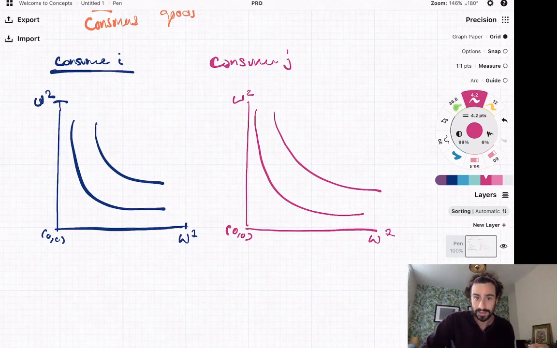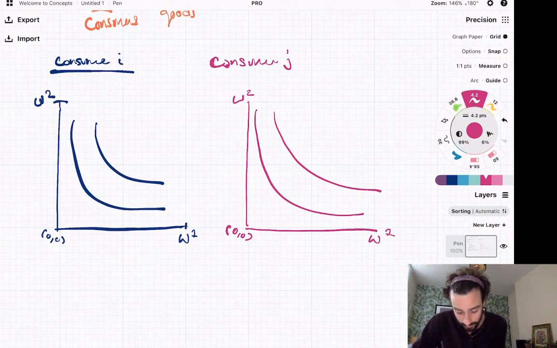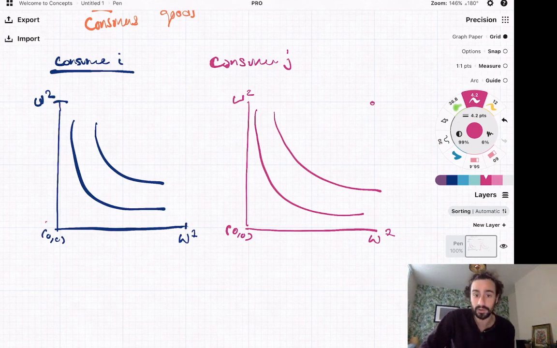Now notice something, that if consumer 1 is sitting at the point 0, 0, at the origin of her axes, that means that consumer J has everything, because there's only two consumers. So if consumer 1 is consuming 0 of everything, then consumer J is consuming omega 1 of good 1 and omega 2 of good 2, which puts her at this point here, right? So this point here, which is the maximum amount, corresponds to the minimum amount for the other consumer, right? And same way, if consumer 1 is consuming half of omega 1 and all of omega 2, then that consists of half of omega 2 and 0 of omega 1 for the other consumer.